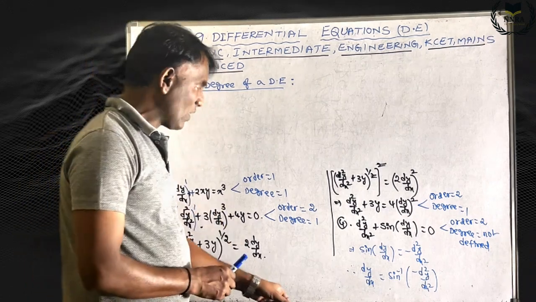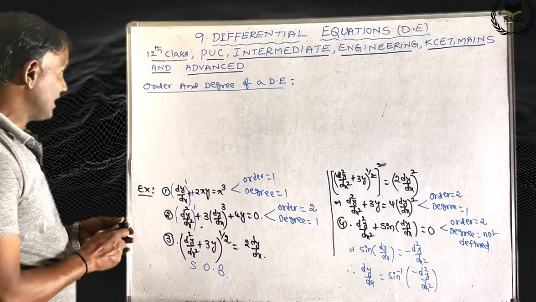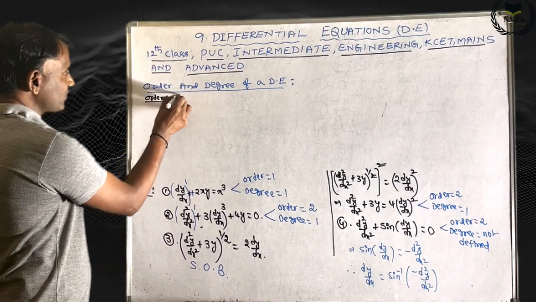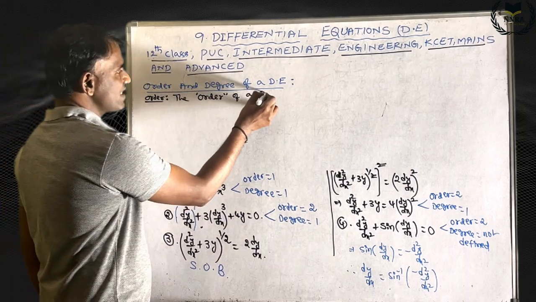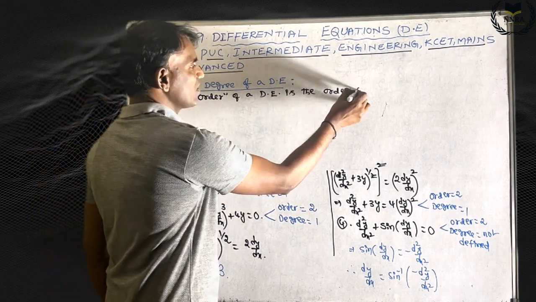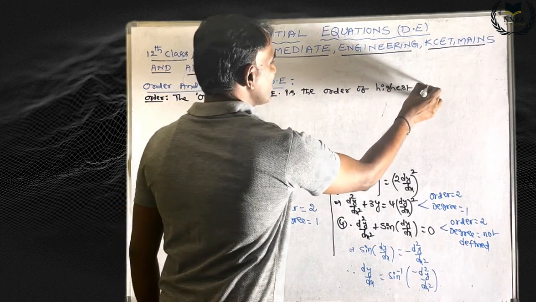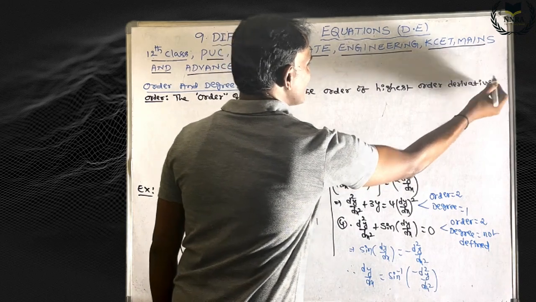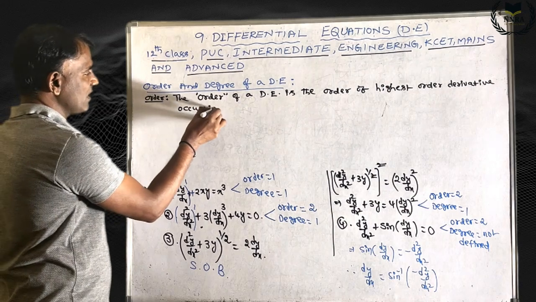Clear? Now, what is the definition of order and what is the definition of degree? How to define that? If you take order, how to define this one? The order of a differential equation is the order of the highest order derivative occurring in it.